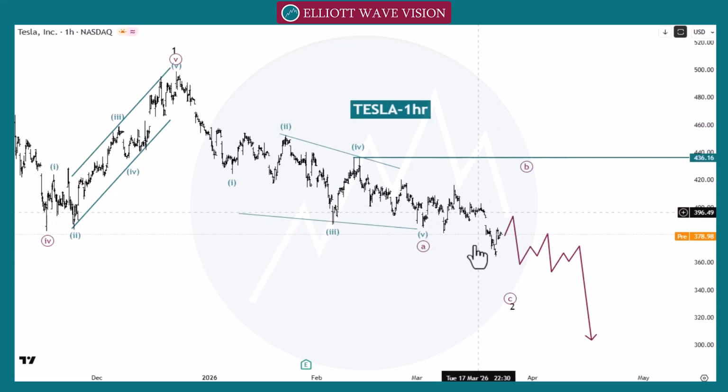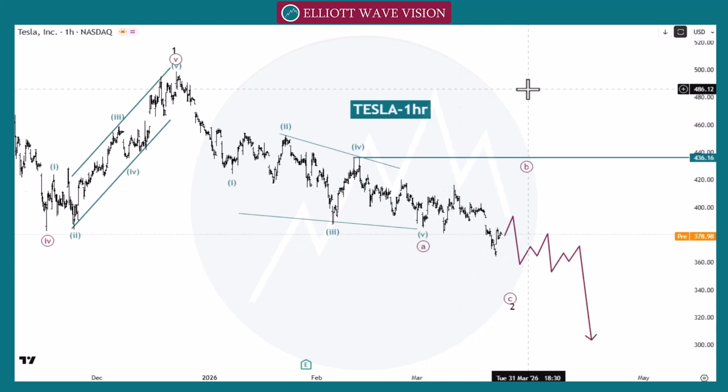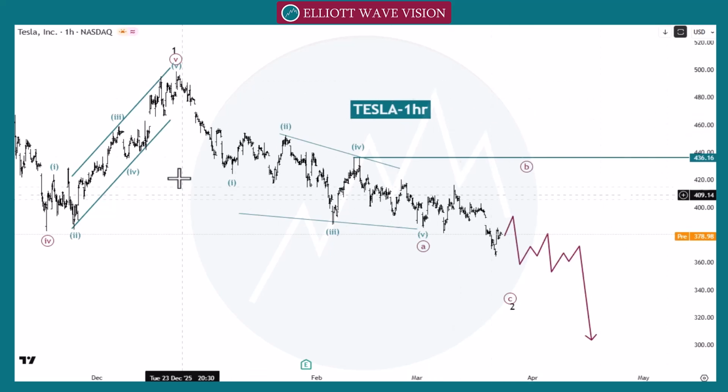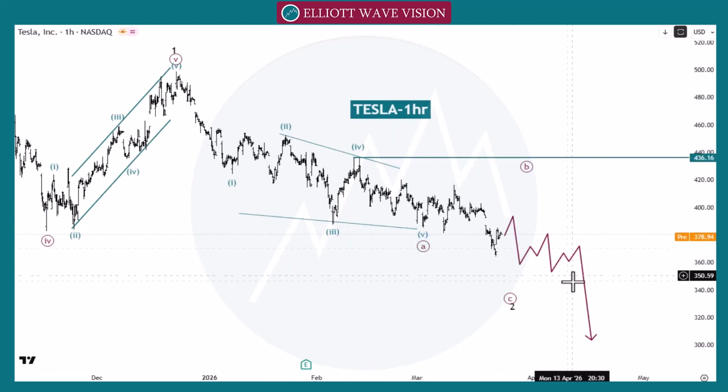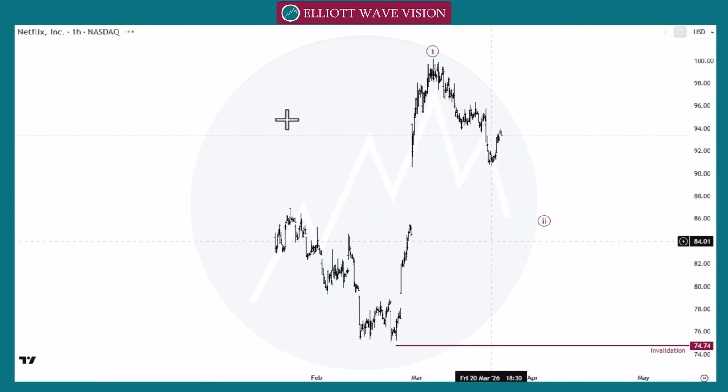Otherwise, it's possible market may go towards the 450 and then 500 as a flat pattern. W, X, Y, A, B, and C. Overall, we count this move as A, B, and C as a flat pattern. So let's check our next pair, last pair, Netflix.